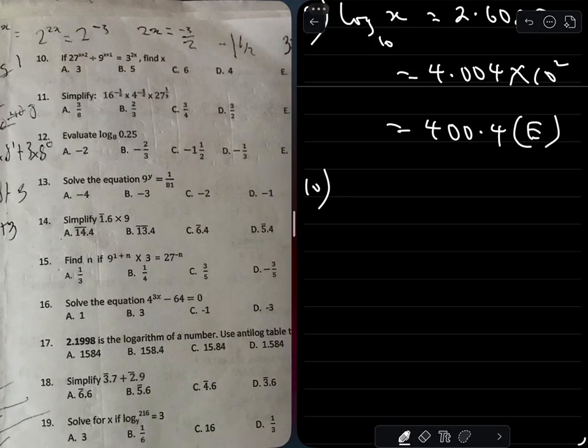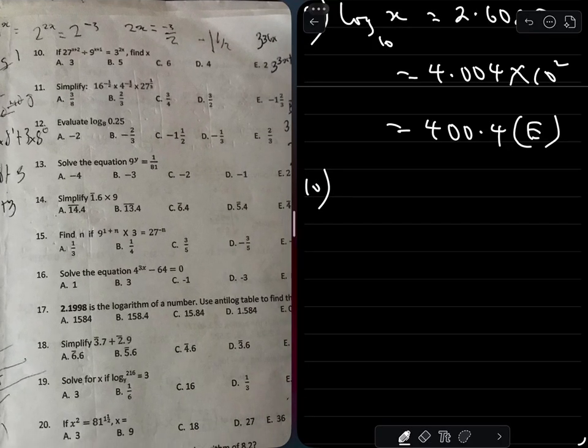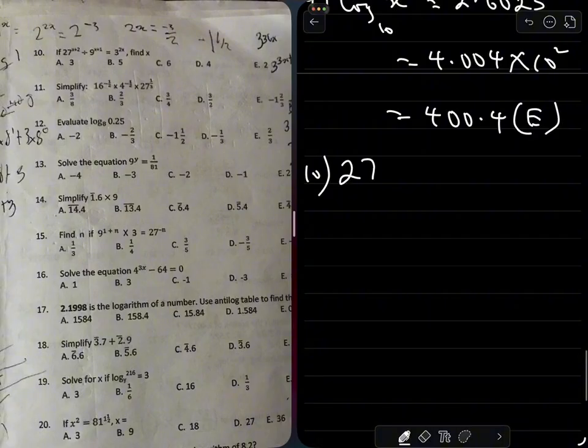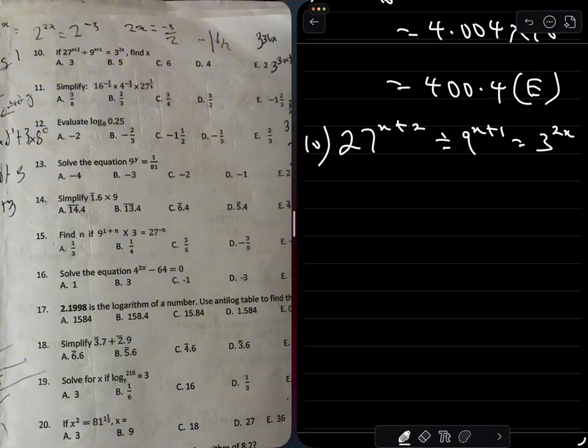Read that question. If 27 raised to power x plus 2, divided by 9 raised to power x plus 1, is equal to 3 raised to power 2x. And what's the question? Find x. You can see that we can write all of the numbers as powers of 3. You can write 27 as a power of 3. You can write 9 as a power of 3. And 3 here is already a power of 3.